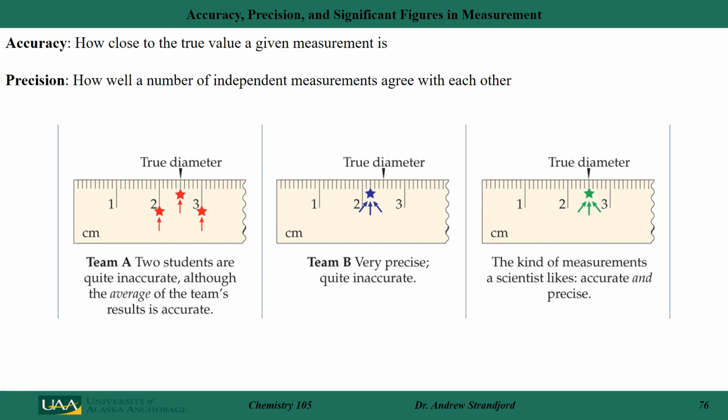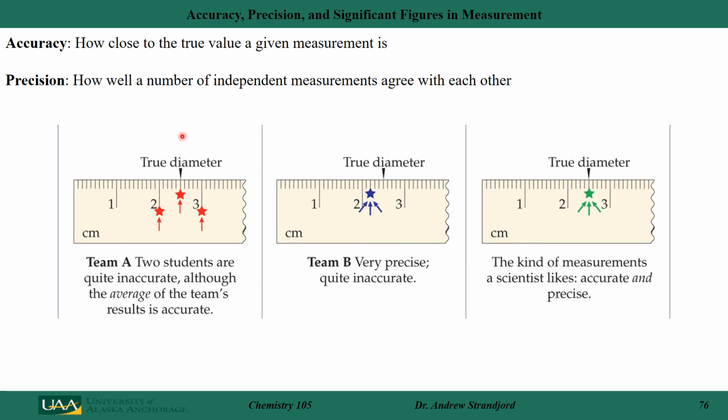When we make a measurement, we also often discuss accuracy and precision. Accuracy is the word we use to tell us how close we are to the true value of a given measurement. This true value is often known as the literature value, and so we compare our measured value to the true value, and that gives us a feeling for accuracy. Precision is how well a number of independent measurements agree with each other. So I'm making multiple measurements and looking at them to find out how precise my measurements are.